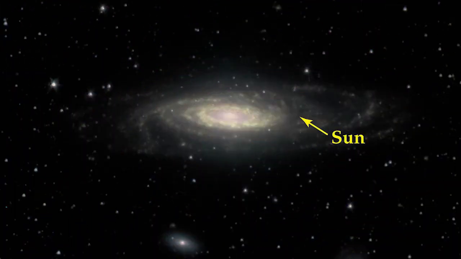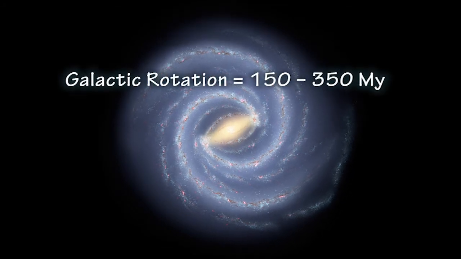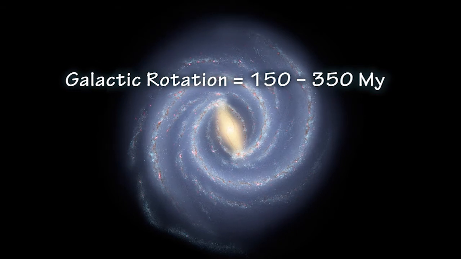Earth is a planet orbiting the Sun, a yellow dwarf star in a spiral galaxy called the Milky Way. Here's a photograph of our galaxy. Who took this picture? Actually, it's a photograph of a galaxy that is similar in size and shape to the Milky Way. The Milky Way rotates around a central axis, completing a rotation every 150 to 350 million years.